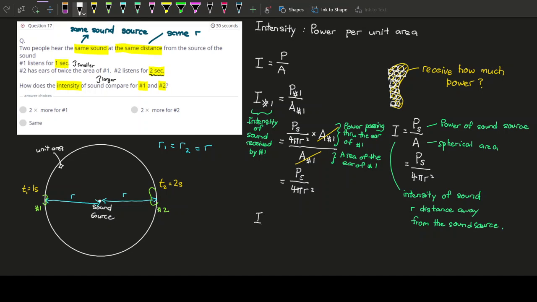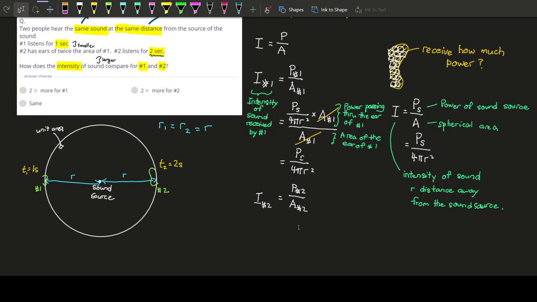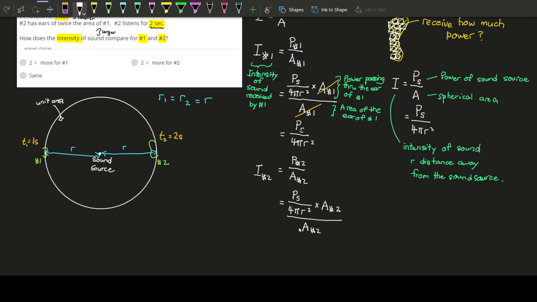Well, if you can think a bit farther, think a bit faster, then you will see that for person number 2, you will get the same answer. Okay, this is the power received by the ear of person number 2, and this is the area of the ear of person number 2. Okay, let's see why I say they are the same thing. Let's do power divided by the area. Now this one is A person number 2, and then divided by A person number 2. Okay, if you are fast, you can straight away just cross these two things out. But let me prove to you slowly why I can still get the same answer.